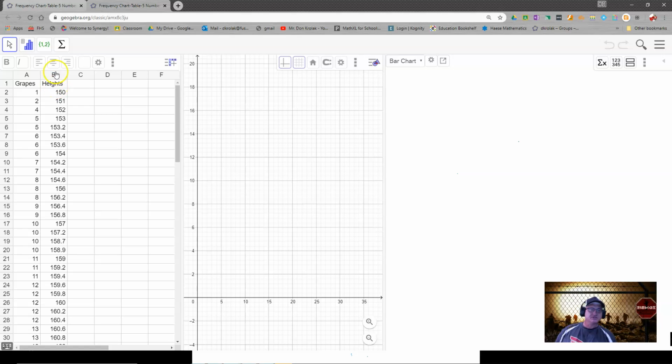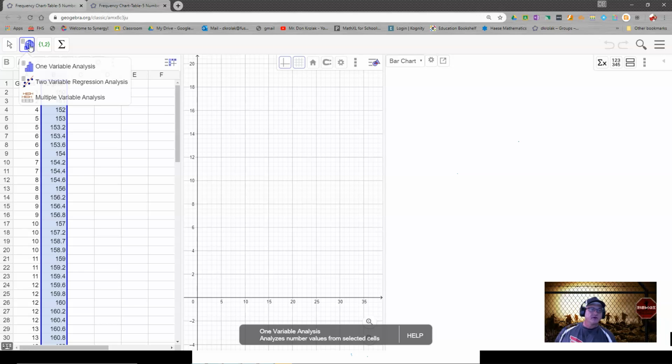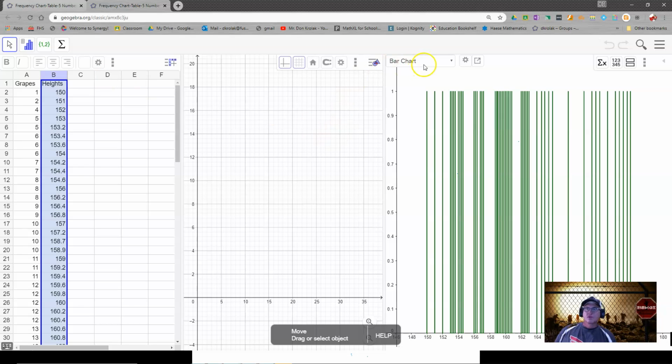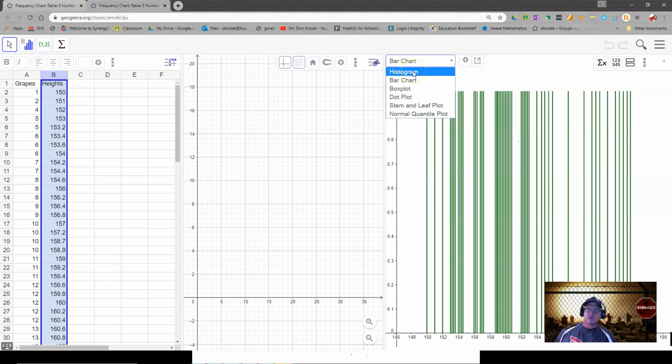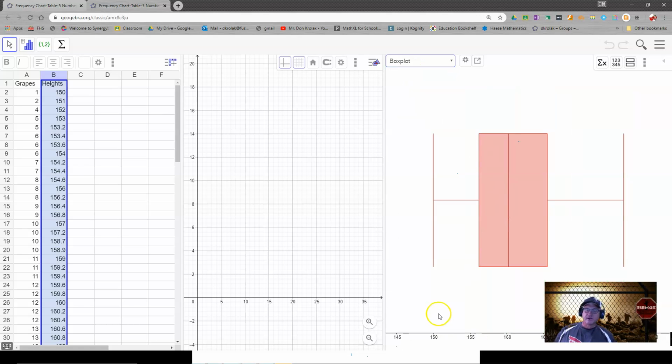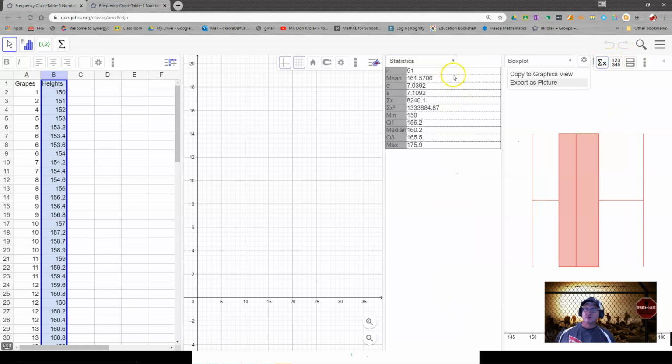You've got your spreadsheet. So I'm going to highlight my heights. I'm going to click on the bar, go to one variable analysis, and I'm going to change that. See, I had a histogram. That's what we did last week or Monday. Now I just go to box plot, and there's my box plot. Okay, there's my summary data.